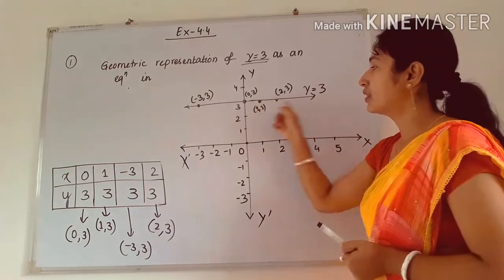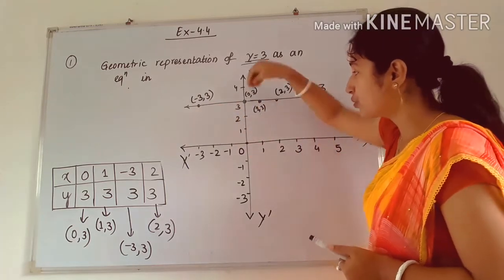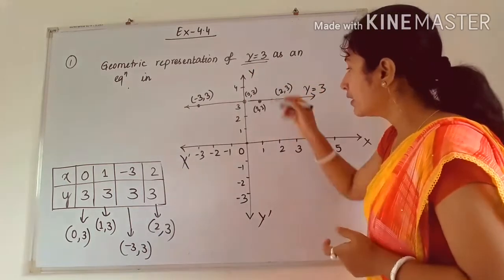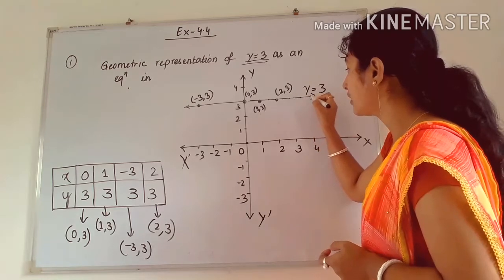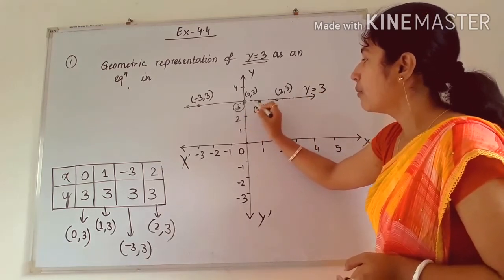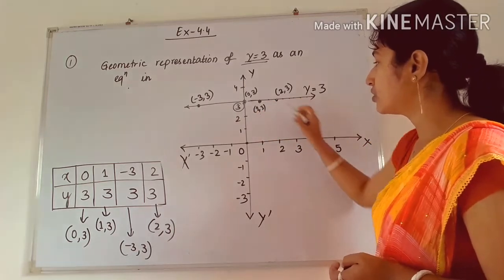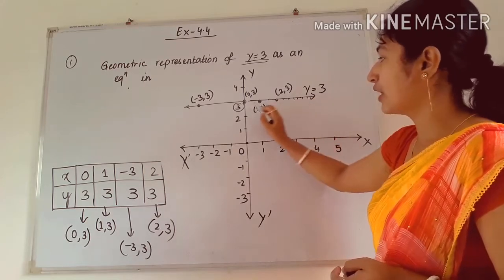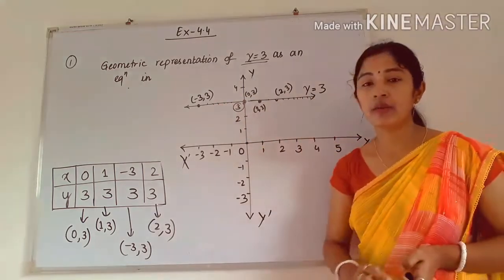The line passes through y equals 3, as you can see. Here, in this line, at every point, the value of y remains the same, that is 3. But what is changing? You have to see what is changing. The value of x is changing at every point. We will get different values of x, but y remains constant.